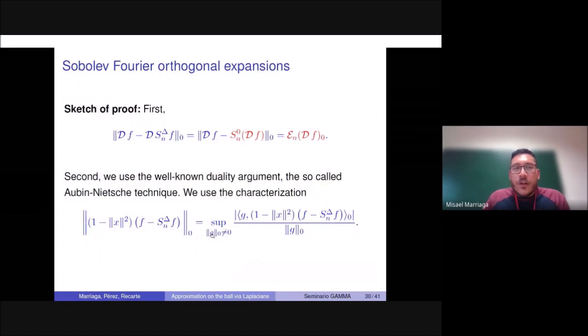All right, so the first one, we start from the left-hand side, and then I use the commutation property of the calligraphic D and the partial sum, and now this becomes just a classical error, and that's it.